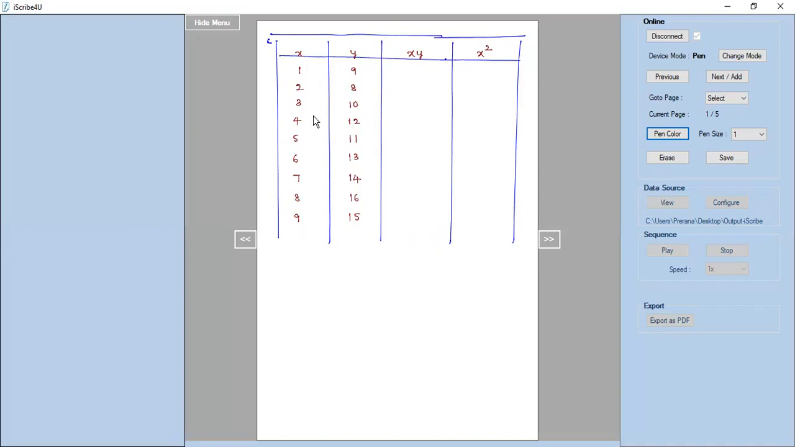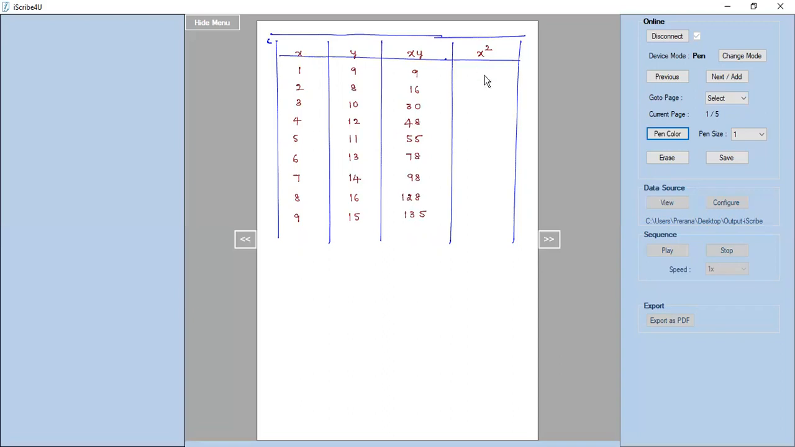X into y gives us 9, 16, 30, 48, 55, and 13 sixes are 78, 98, 128, and the last value 130.